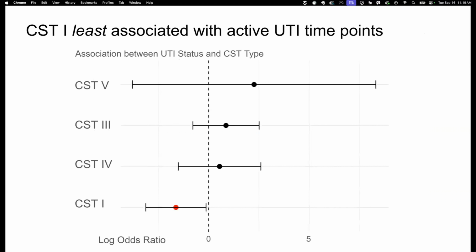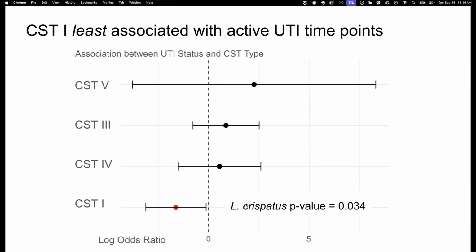Joseph Intner, a fantastic computationalist in the group who wrangled a lot of the data and generated the results I'm going to be showing you today, did this analysis just asking, is the individual at higher risk of having a UTI given their community state type? The answer was largely not really, it didn't seem to matter a ton, although CST1, which is typified by the species called L. crispatus, seems to be least associated with active UTI.